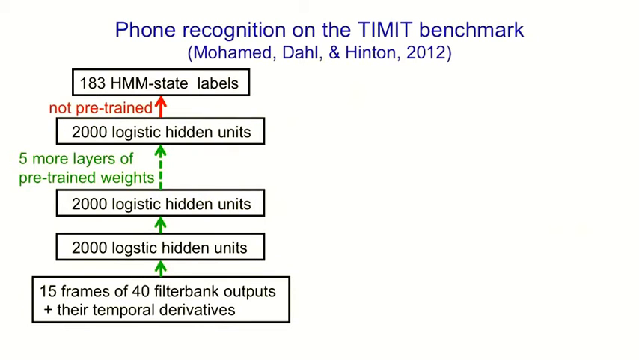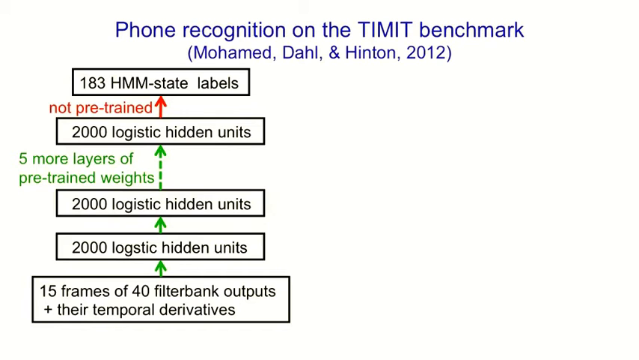So, Abdel-rahman Mohamed developed a system that uses many layers of binary neurons to take some acoustic frames and make bets about the labels. They were doing it on a fairly small database, and they only used 183 alternative labels. And to get their system to work well, they did some pre-training, which will be described in the second half of the course.